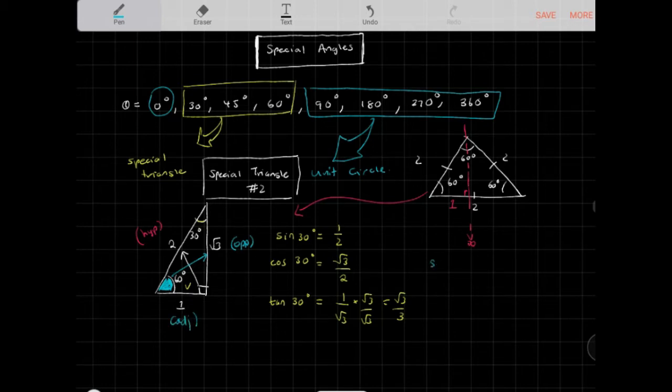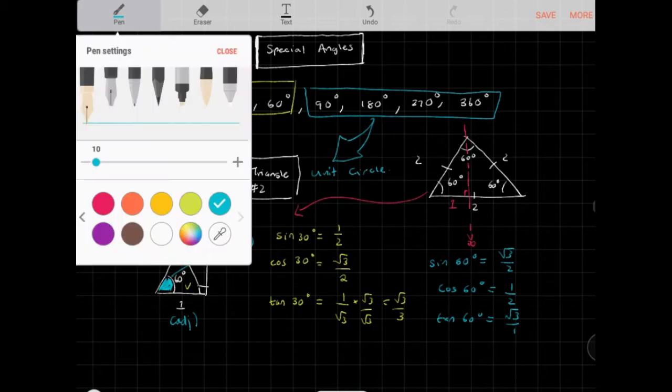So now you can see here that sine 60 degrees is equal to opposite over hypotenuse, square root 3/2. Cosine 60 degrees is adjacent over hypotenuse, which is 1/2, and tan 60 degrees is equal to square root 3/1. You can also see that the cofunction identity is still conserved.